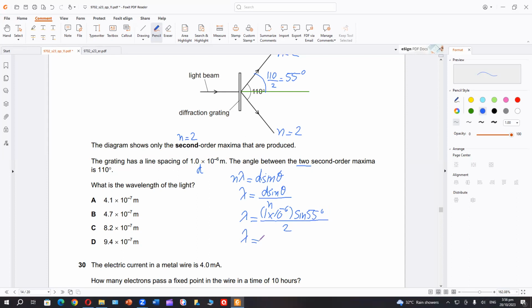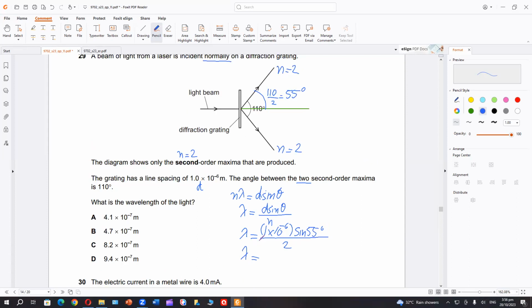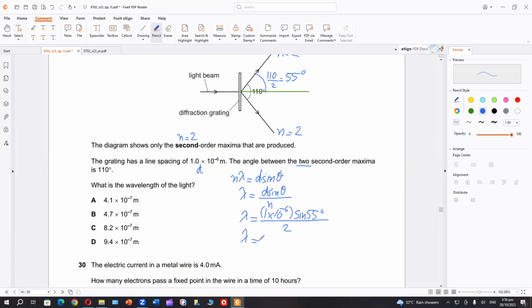So see this working. You can also post your answer if you want on the chat. It will be 4.1 times 10 to the power minus 7.